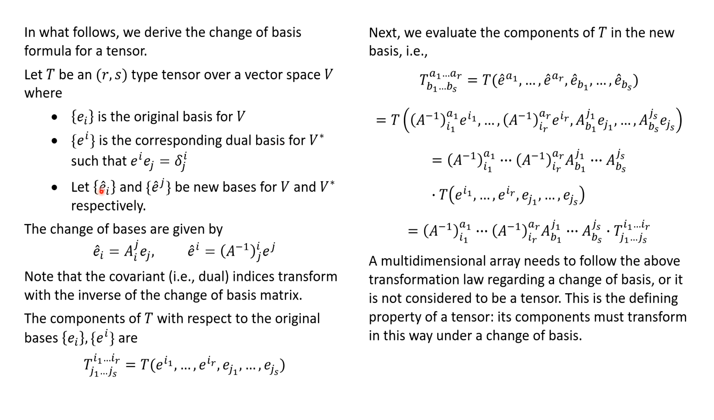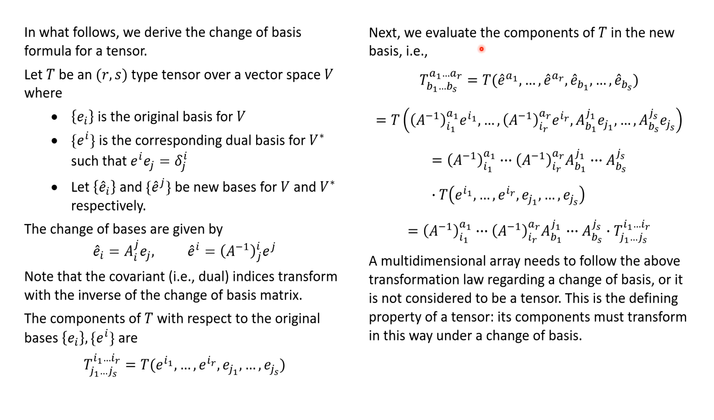And then let these symbols here represent the new bases for V and V star. The change of basis are given by these formulas here. So this is the change of basis for V. This is the change of basis matrix. And then this is the change of basis formula for the dual, and it's just the inverse of this change of basis matrix. The components of T with respect to the original basis are given by definition by this. We defined that at the beginning of this lesson.